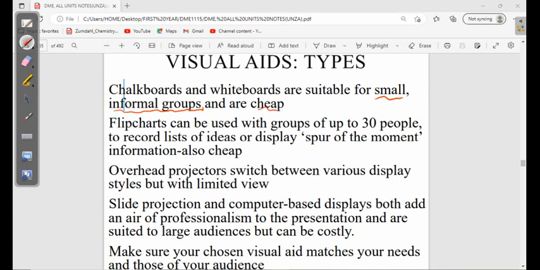The others we can use are flip charts, and they can be used for groups of up to 30 people. So if there are 25 of you, you can use a flip chart. It is also very cheap to record lists of ideas or display spur of the moment information. Flip charts are more like whiteboards and chalkboards. You can reach up to even 30 people. You just record some points of the moment. It's not everything that you get to put there as you present.